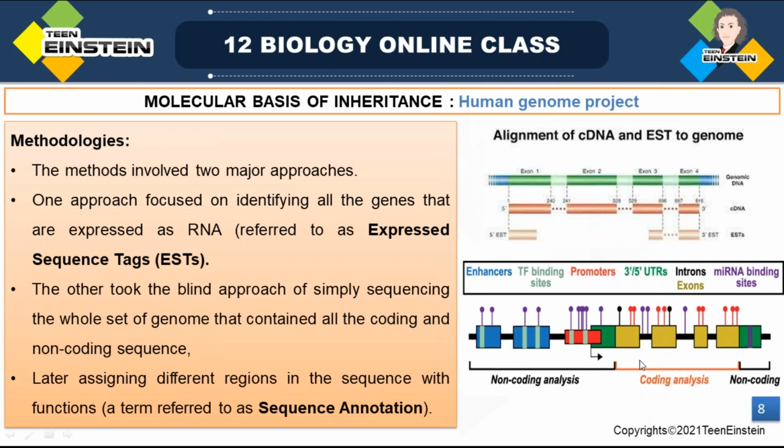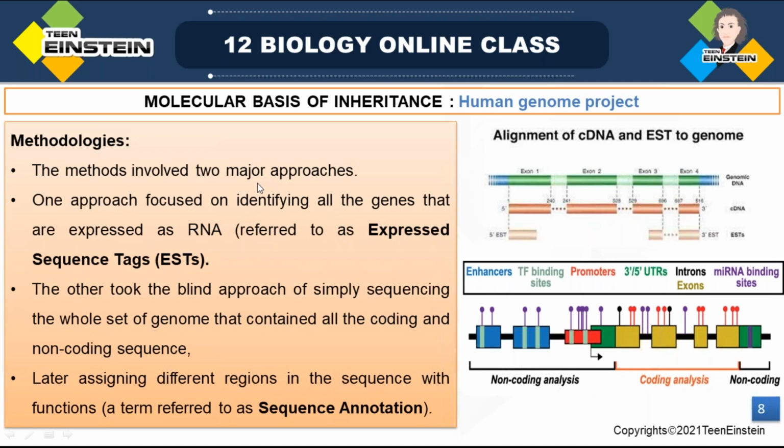Here you can see in this diagram the analysis of coding and non-coding regions. In the first picture you can see only the coding regions. Only expressed sequences are marked in the first one, exon 1, 2, 3, 4, in genomic DNA. So in EST only the coding regions are marked. But in the second one, both non-coding and coding, everything is sequenced, and after that a function is assigned for the particular region.